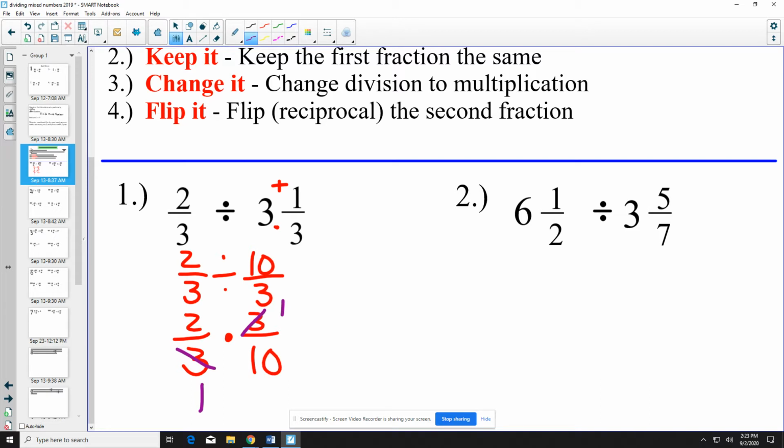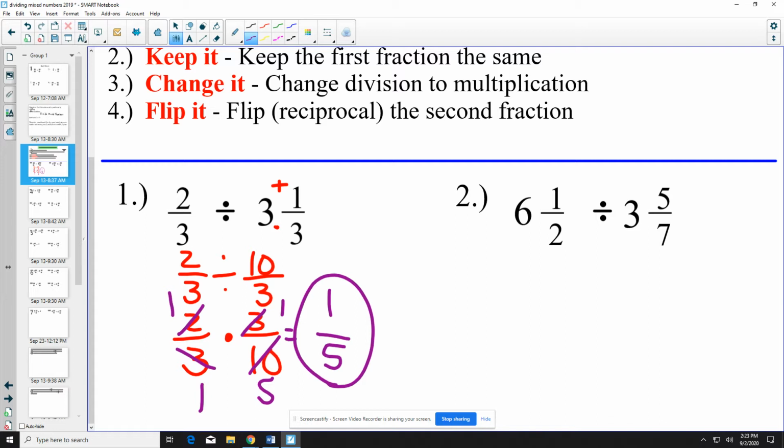Is there more cancellation? 2 and 10, good. Because 2 goes into 2, so cross out your 2. 2 goes into 2 once. 2 goes into 10 5 times. Do you see any more cancellation? No. So if we multiply across, 1 times 1 is 1. 1 times 5 is 5. That would be my answer because it is in simplest form.